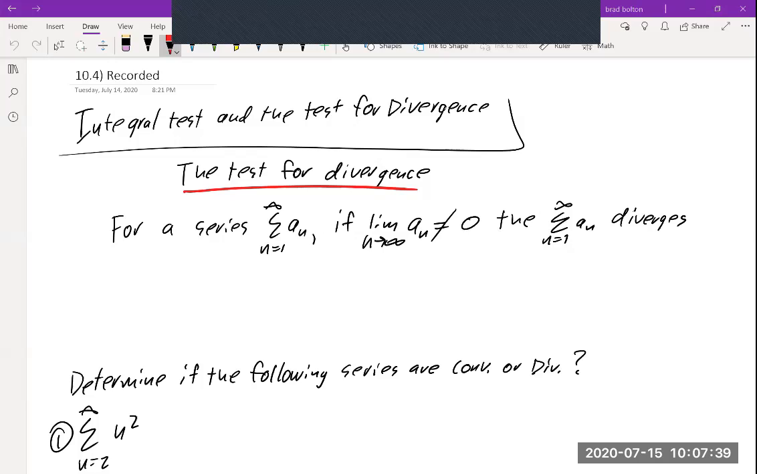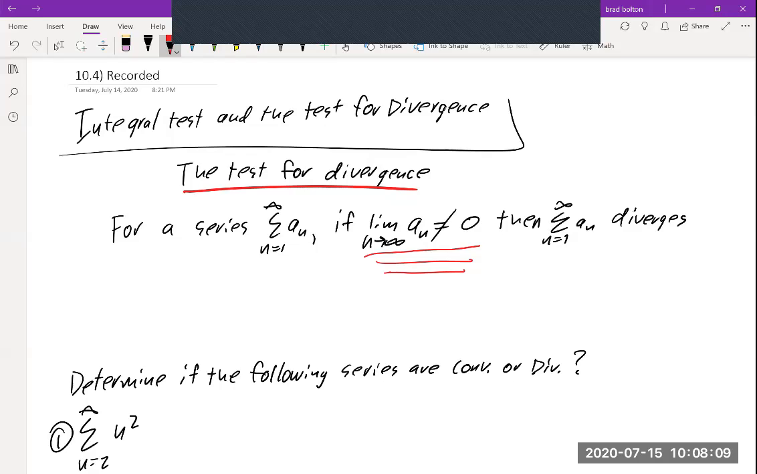For a series, n equals 1 to infinity a sub n, if the limit of the sequence a sub n as n approaches infinity does not equal 0, then the series diverges. So this is very important to note. This is extremely important. All it says is if the limit of the sequence that we built the series from, if that limit is not 0, then the series diverges.